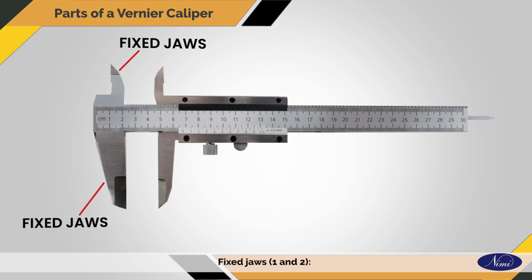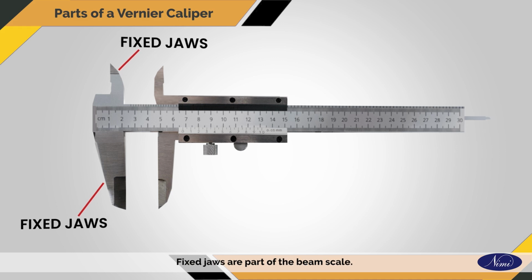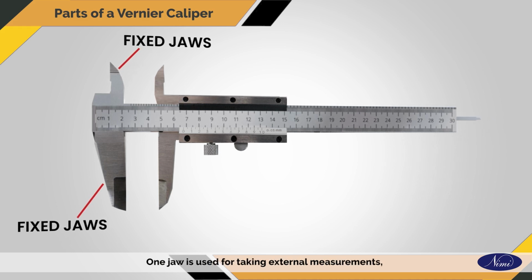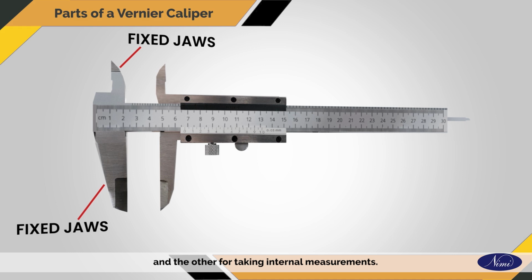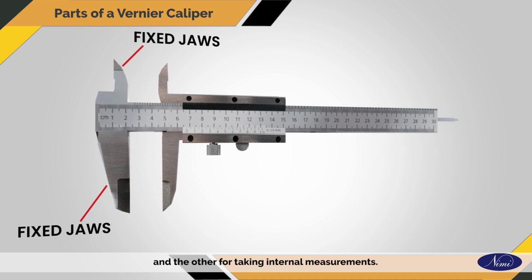Fixed jaws 1 and 2. Fixed jaws are part of the beam scale. One jaw is used for taking external measurements and the other for taking internal measurements.